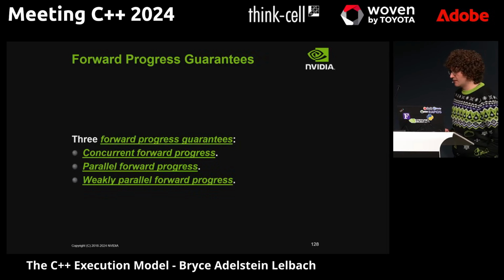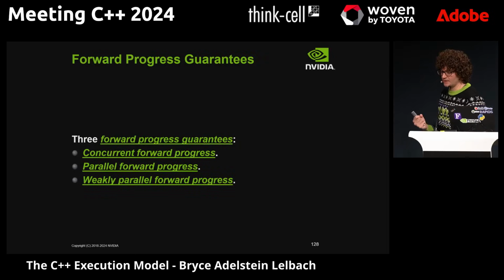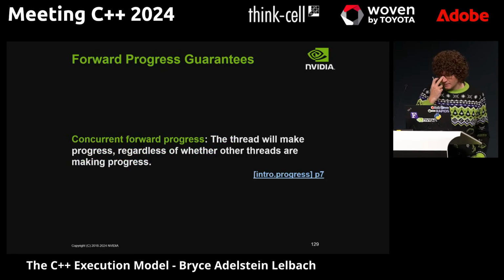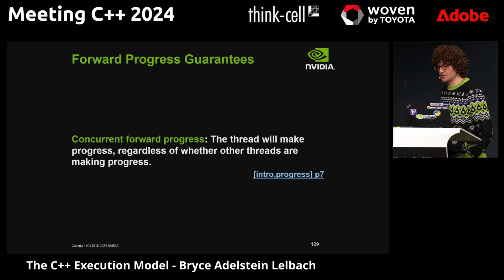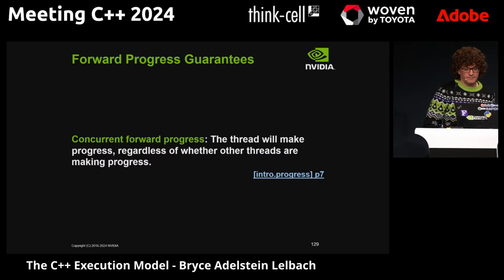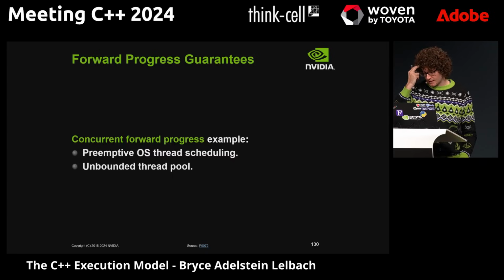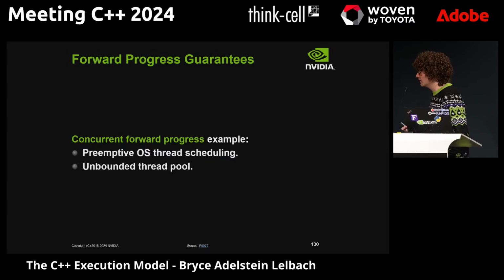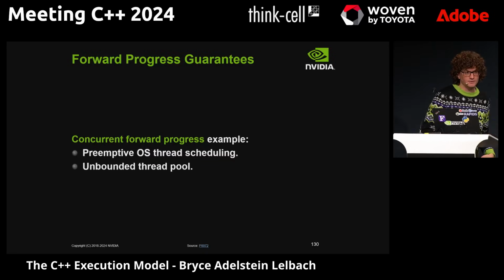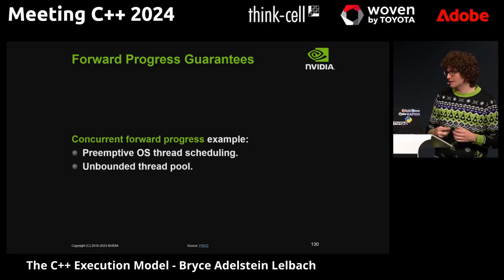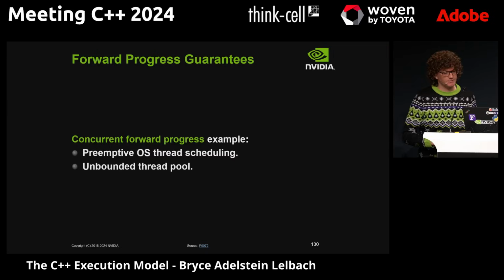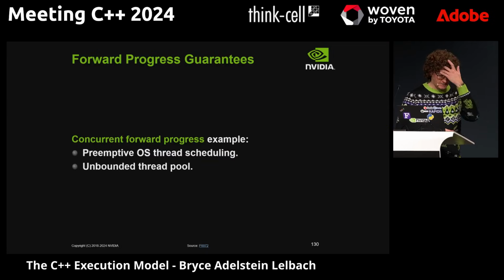Now, finally, we can talk about the forward progress guarantees that threads might provide. And there are 3 different classes of forward progress guarantees. Concurrent forward progress gives you a promise that the thread will make progress regardless of whether other threads are making progress. So examples of concurrent forward progress include preemptive operating system scheduling algorithms such as fair share and round robin. So if you've got an OS thread and your OS is configured to use one of those algorithms, then you're good. Or an unbounded thread pool that will add new operating system threads to the pool as needed to make progress.